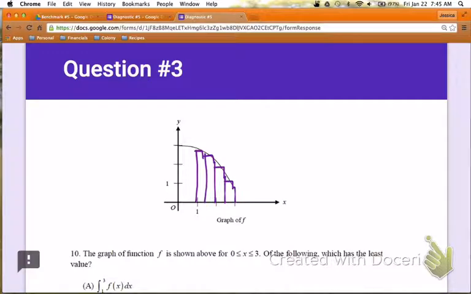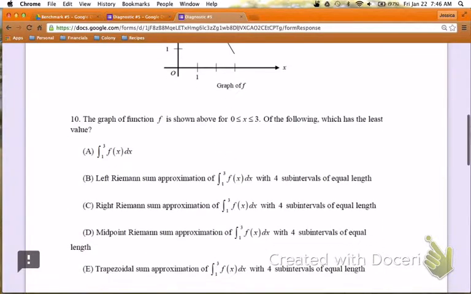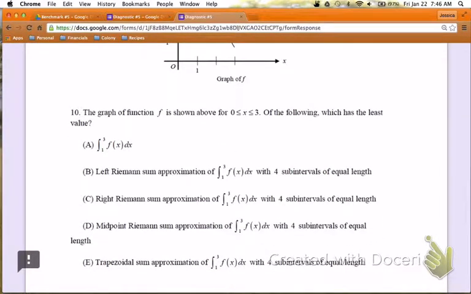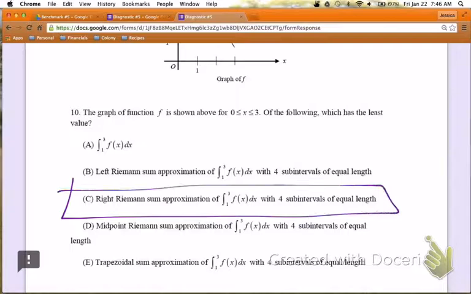So still, the right Riemann sum is probably my best bet. If I just look at the trapezoid to make sure, look how close that trapezoidal area is. It's pretty close, much closer than the right Riemann sum. So of all of these answer choices, the right Riemann sum was definitely the least value, because it was the smallest summation we got when we added together all of those rectangles.